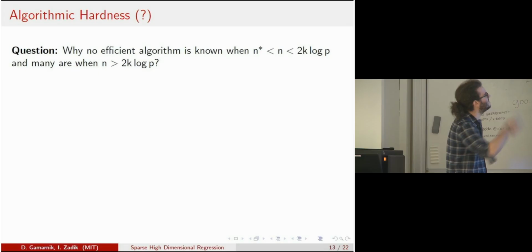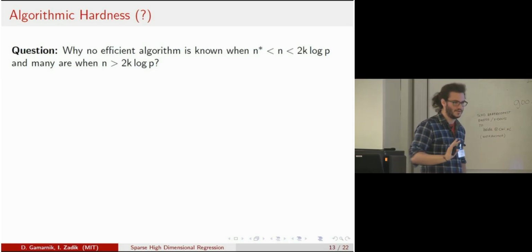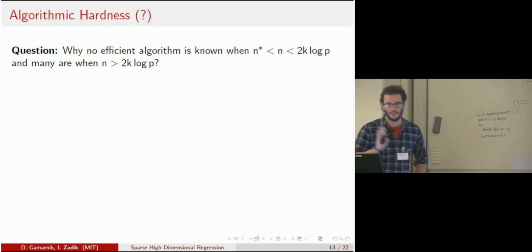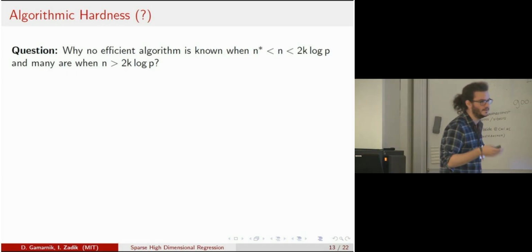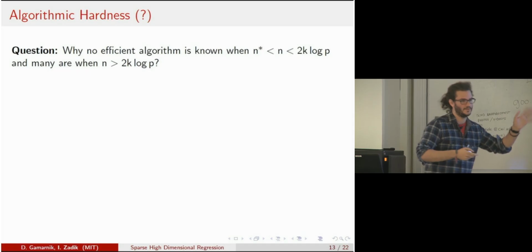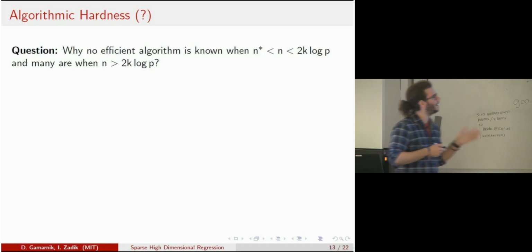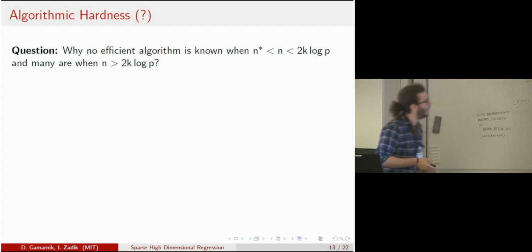Okay, so let's talk about the second question. The second question is much more tricky, and we don't answer it. But we make a conjecture, and we try to prove the conjecture. It's more about a debate, I guess. The question is, since it was fairly easy to state a result that proves you have information in this regime, what happens? Why do all the algorithms seem to fail if you go above, let's say, 2k log p?